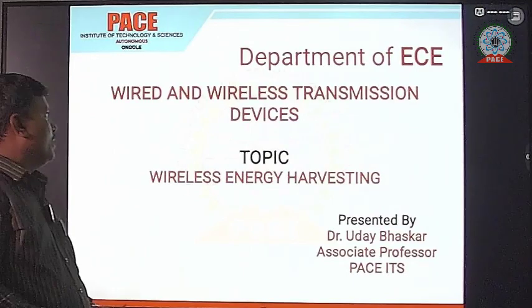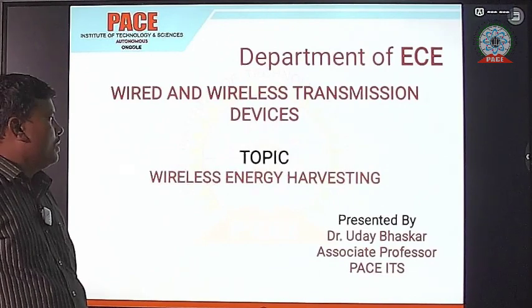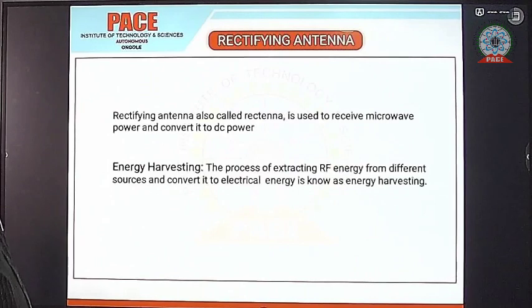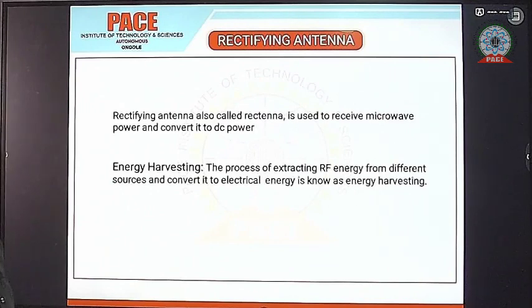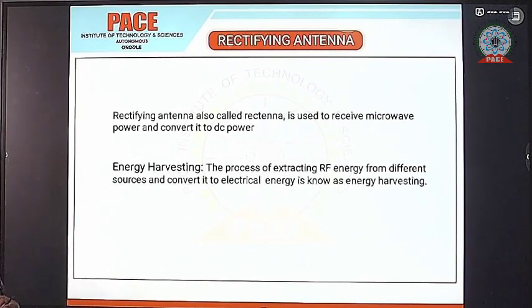Today I give a topic on wired and wireless transmission devices. The topic is wireless energy harvesting. In wireless energy harvesting, first of all, the rectifying antenna, also called a rectenna. It is used to receive microwave power and convert it to DC power. Rectifying antenna means antenna plus rectifier. It is used to convert free space RF signal received into DC power. So that is the process.